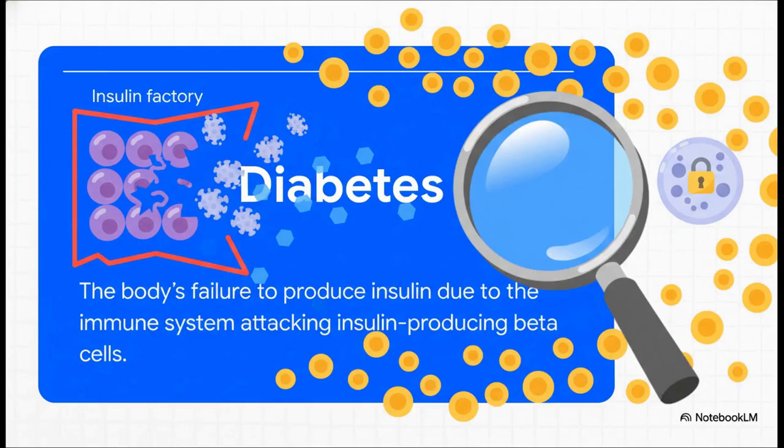The best way to understand type 1 is to picture the pancreas as a little insulin factory. In type 1, the body's own immune system gets confused and actually attacks that factory, destroying the cells that make insulin. The factory literally shuts down for good. This means the body simply cannot produce the insulin it needs to live.